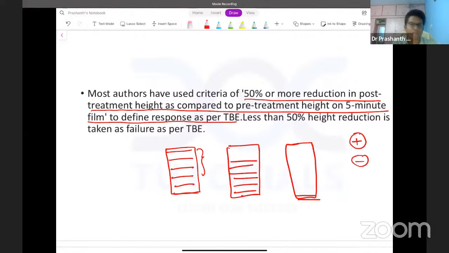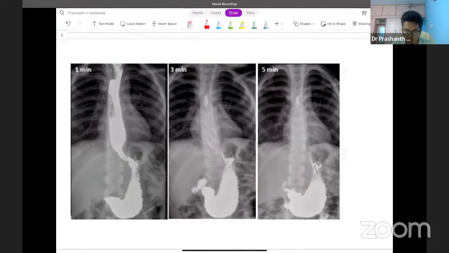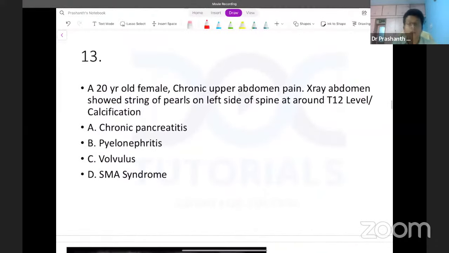Now, this is the basics that you should know. Need not go into depth. So this is a normal picture where post-procedure, you can see that from 1 minute, this column has definitely reduced more than 50% and it has gone into stomach. Okay. So that's the next question.